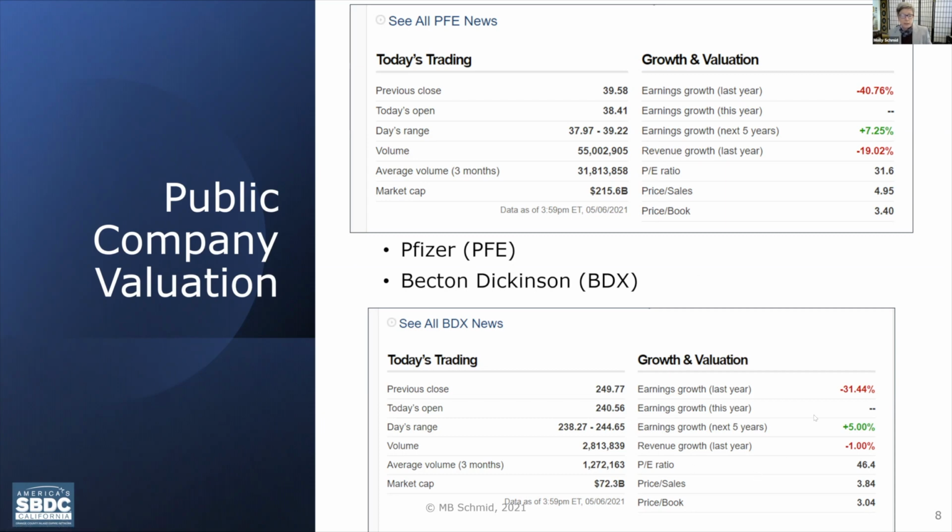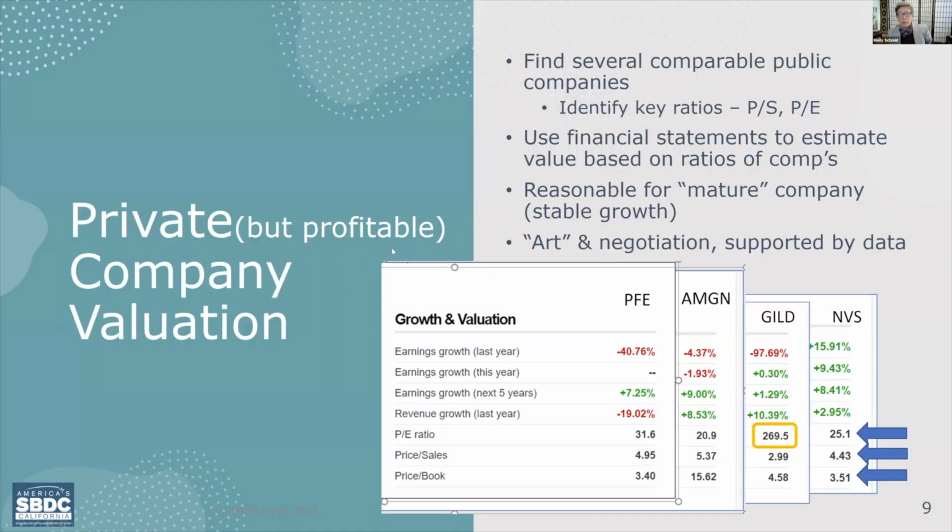So collecting those ratios can give you information to compare when you're with a private company that doesn't have these public financials. That's exactly what you might do if you have a private but profitable, reasonably mature type of company. You'd find several comparable public companies and identify key ratios like the price or value of the company to the sales or revenue, the price or value to the earnings or profit. And then you use the private company financial statements to estimate the value based on the similar ratios of comparable companies. This is reasonable for mature companies, even though they're private, that have stable growth. It's still an art. If you use different ratios, you'll get slightly different numbers. So there is art, there is negotiation, but it's supported by the facts.